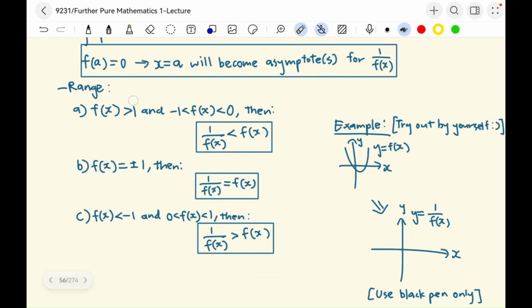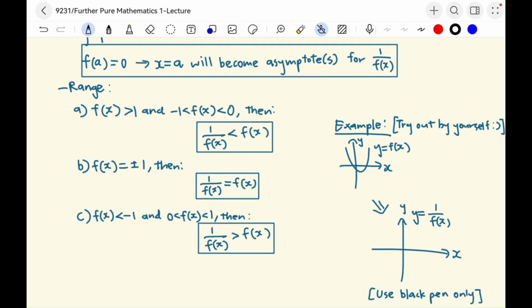where f(x) is greater than 1, and then f(x) is from -1 to 0, that means the 1 over f(x) is less than the original f(x). Okay? So let's say the f(x) is 2. Okay? So obviously 1 over 2 is 0.5. And then the 0.5 will be less than 2. So this is very obvious, alright?